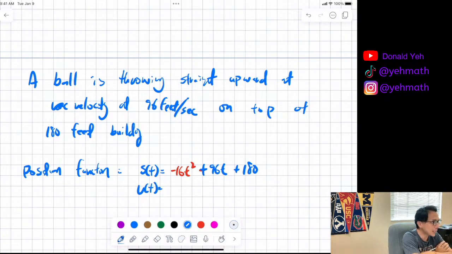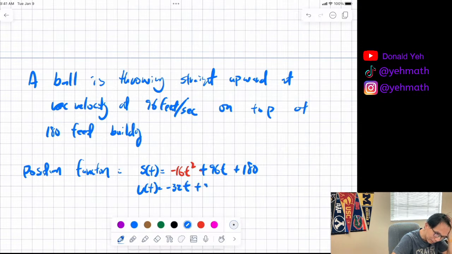Can you find the velocity equation for this one? How do I find the velocity? Not any type of velocity, instantaneous. Take a derivative. What's the derivative of this function? Negative 32t plus 96. We already finished 2 parts of the question. This is easy, 2 parts, right?